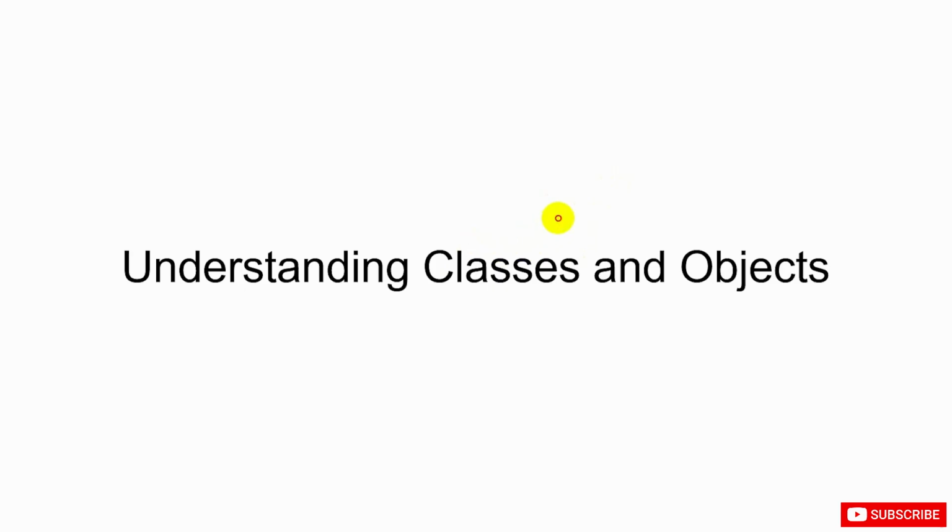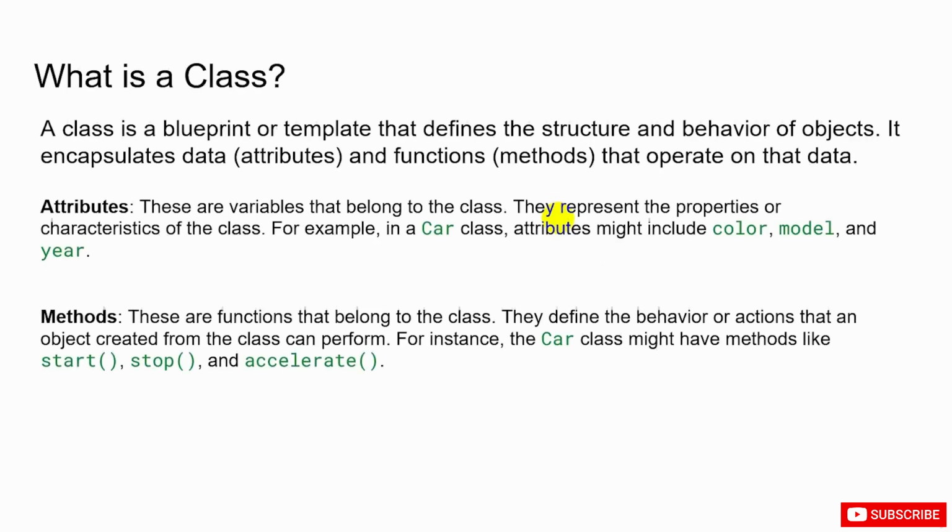First of all, I'm explaining what a class is. A class is a blueprint or template that defines the structure and behavior of objects. It encapsulates data attributes and the function methods that operate on the data. Attributes are variables that belong to the class. They represent the properties or characteristics of the class.